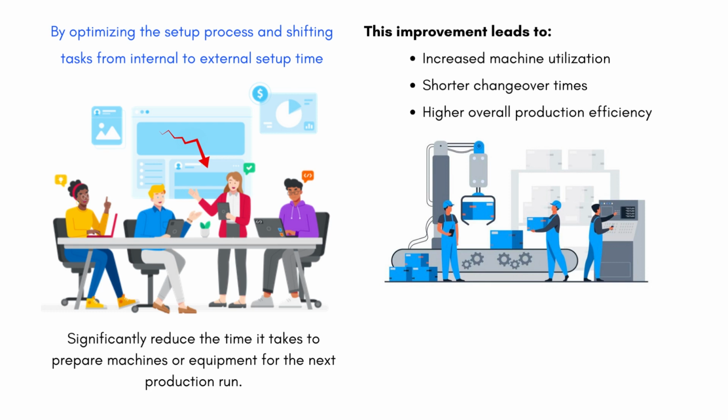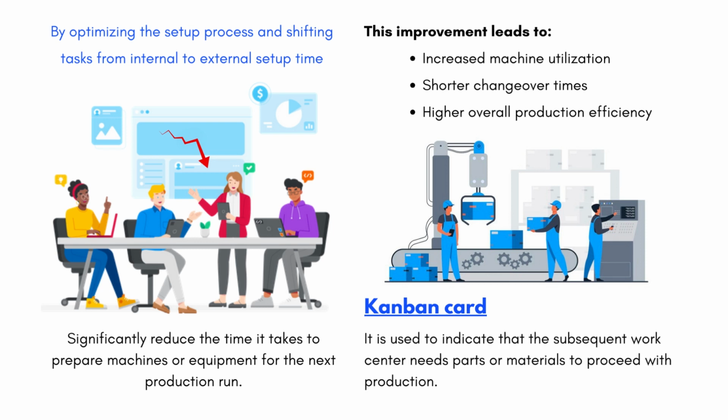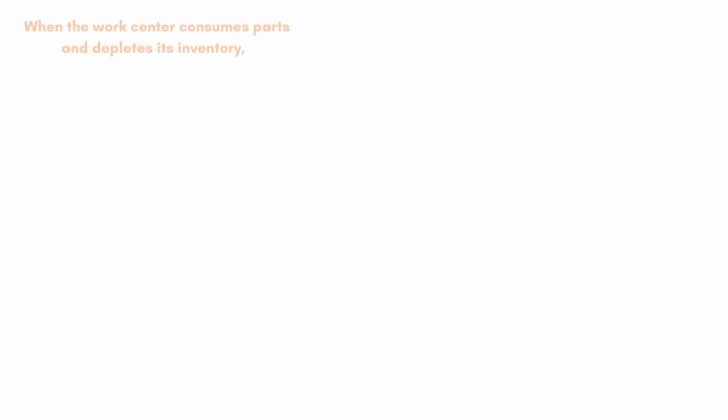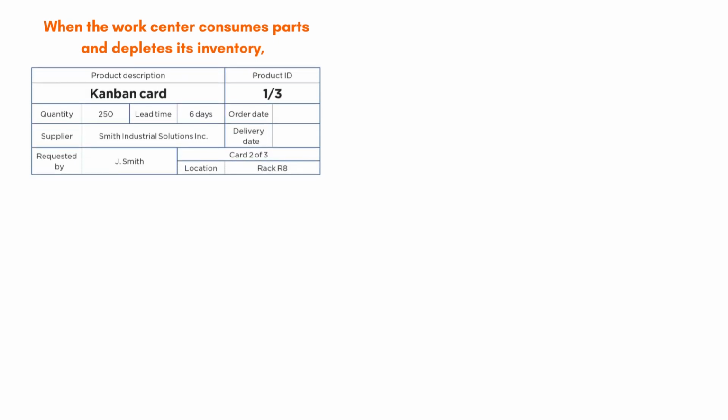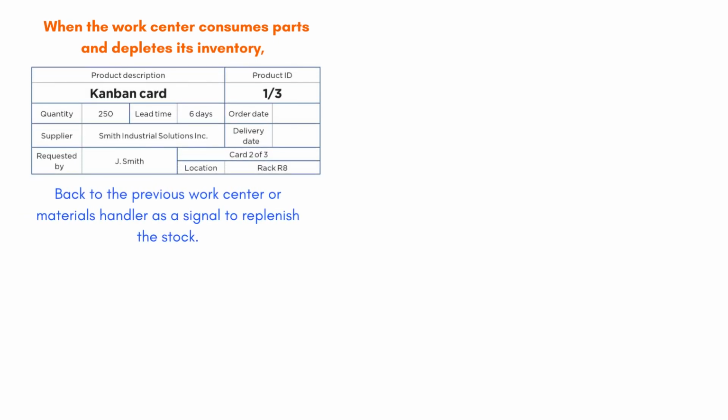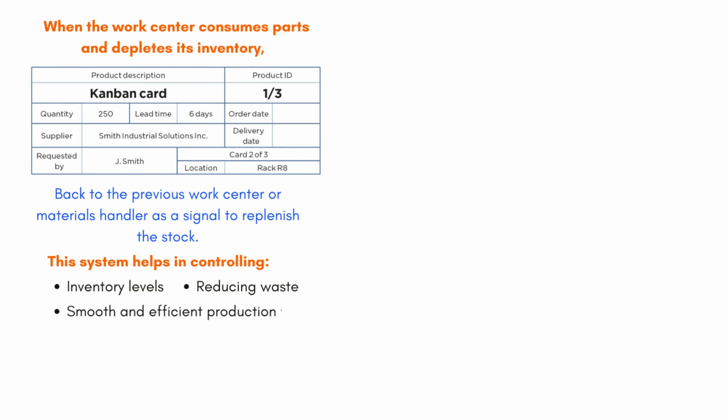Another method of improving manufacturing is the Kanban card, which is a visual signaling tool used in the Kanban system, a lean manufacturing method. It is used to indicate that the subsequent work center needs parts or materials to proceed with production. When the work center consumes parts and depletes its inventory, it sends the Kanban card back to the previous work center or materials handler as a signal to replenish the stock. This system helps in controlling inventory levels, reducing waste, and maintaining a smooth and efficient production flow.